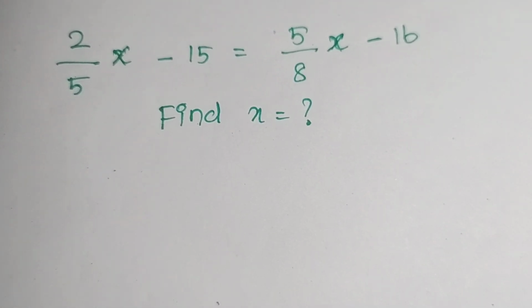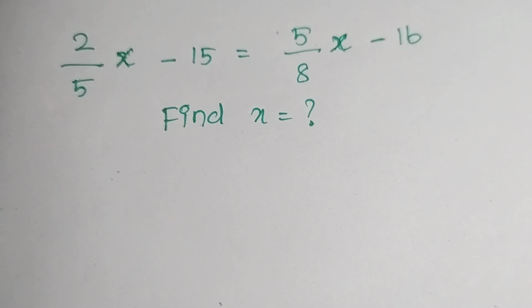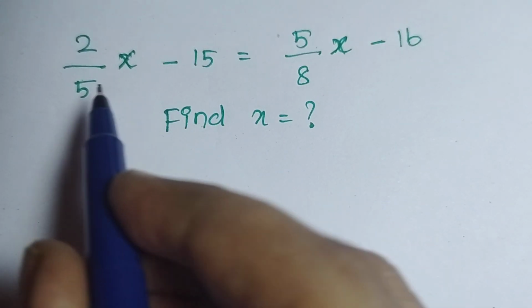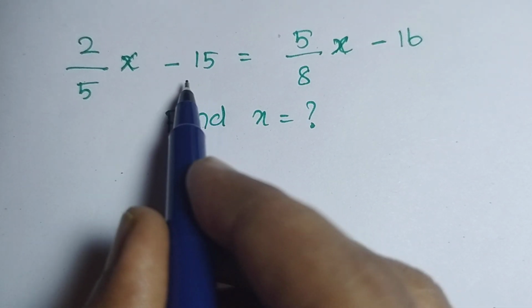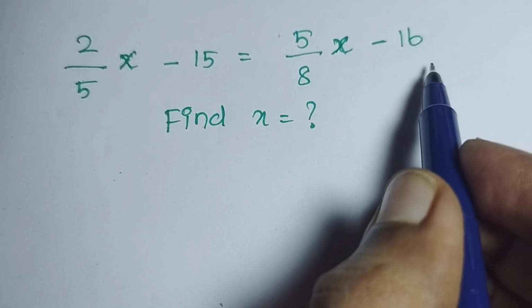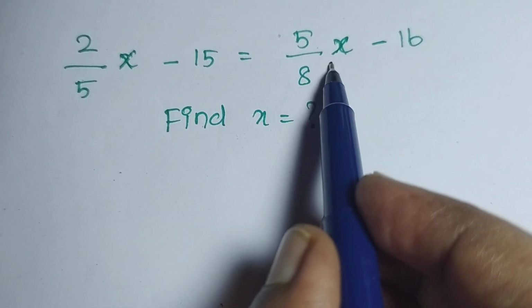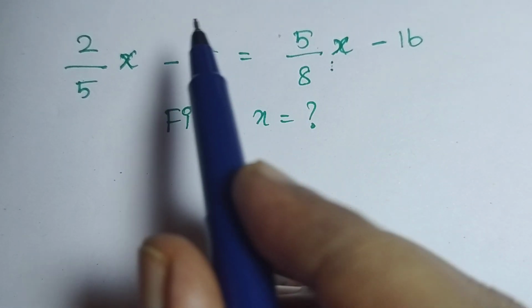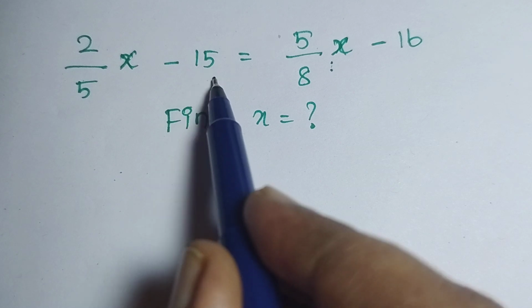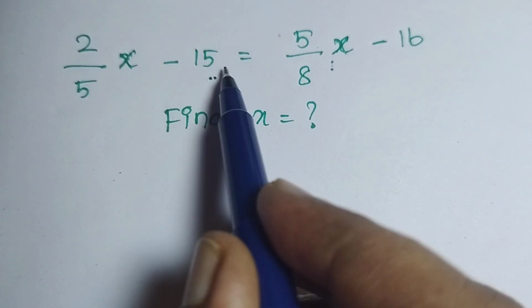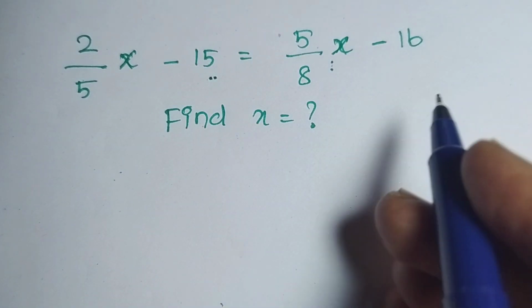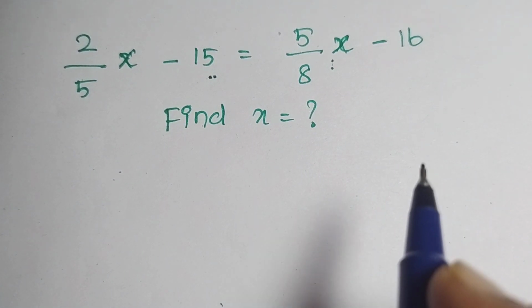In today's class, we are going to find out how to solve these types of algebraic equations. For that, they have given an x term and a number term. I am going to shift this x term towards the left side and shift the number term towards the right side. This is the important step in the problem.